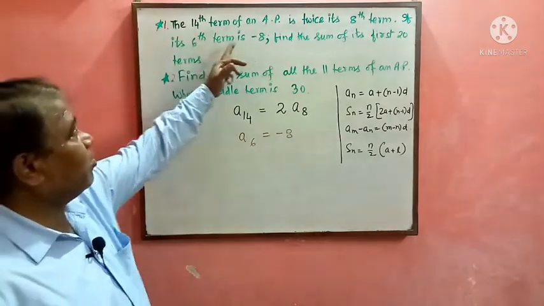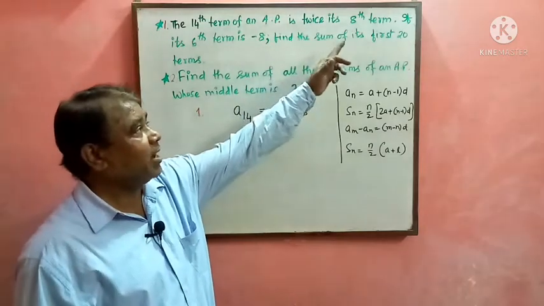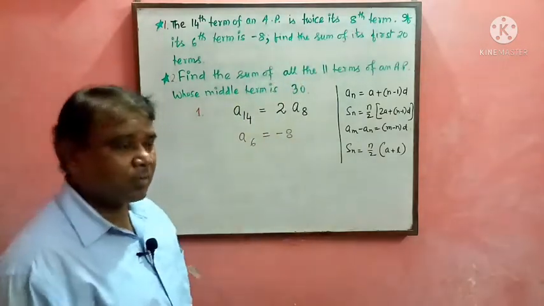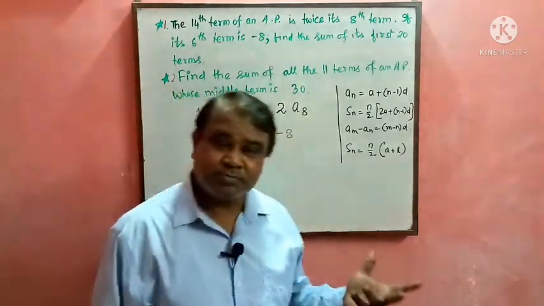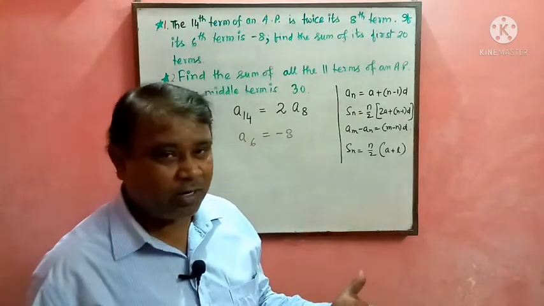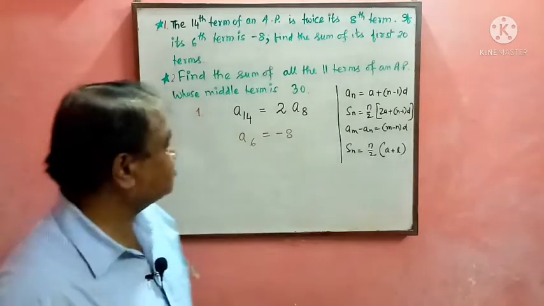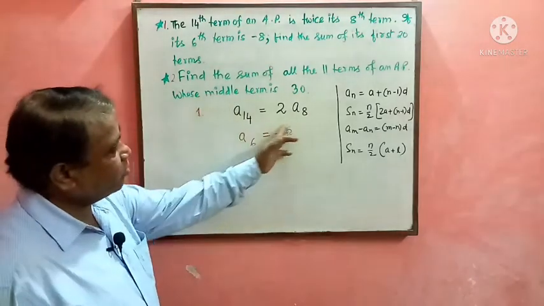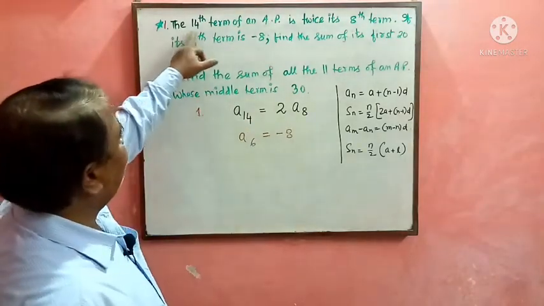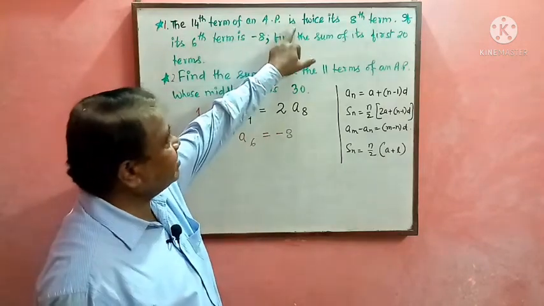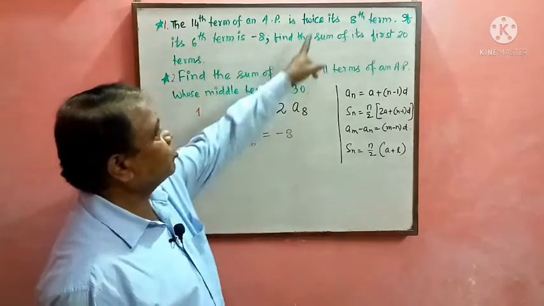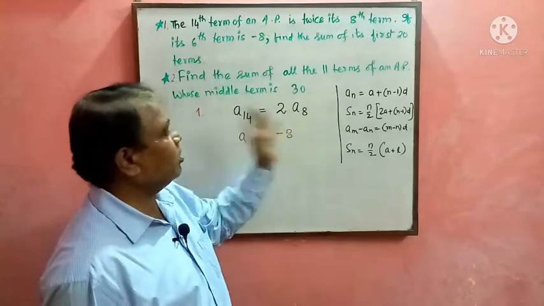The 40th term of an AP is twice its 8th term. Here is the relation. Without relation, we cannot have an equation. Without an equation, there is no solution. So first of all, you have to write an equation. The 14th term of an AP is equal to twice its 8th term, 2 into 8.